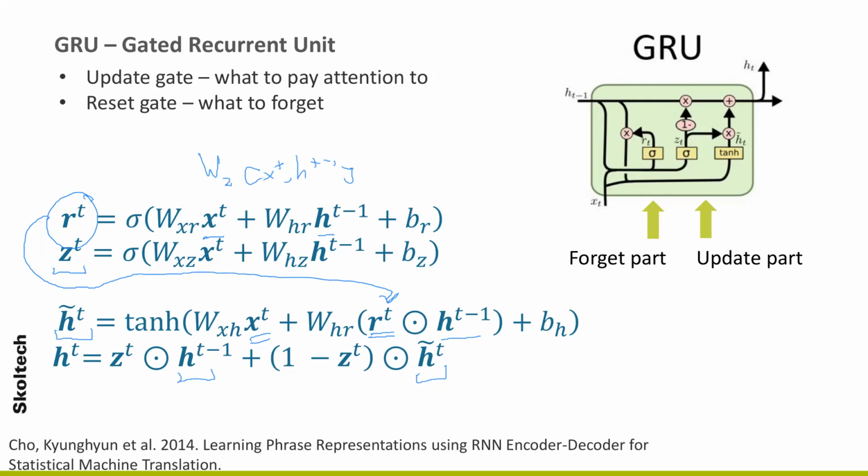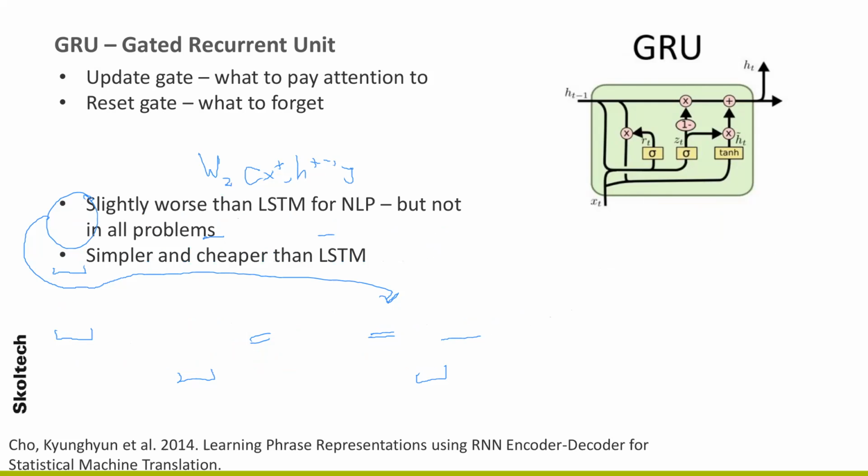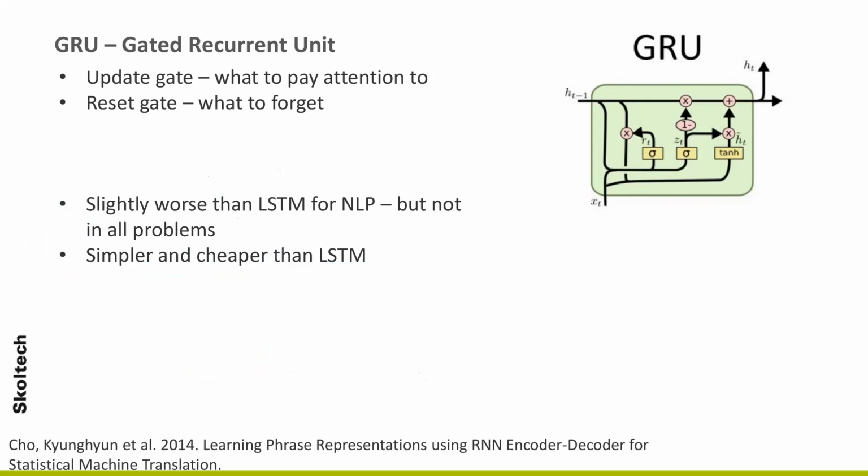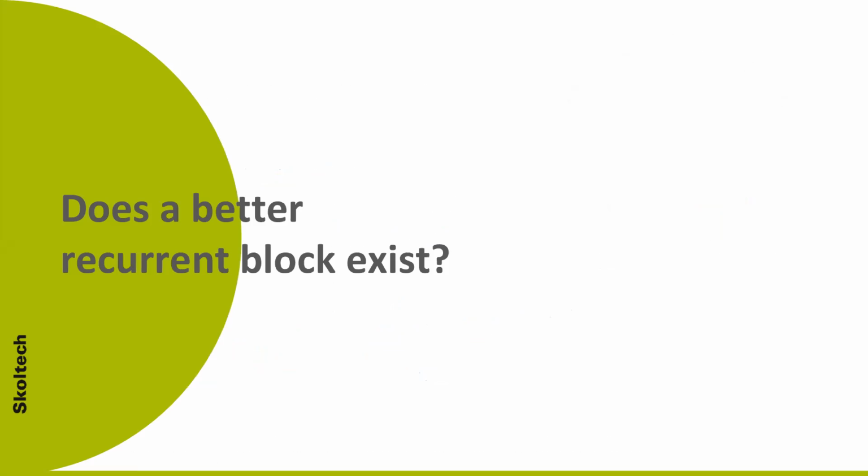It works pretty fine in terms of how long memory it can maintain. And the idea is pretty simple. So you should forget something, update something. Typically, GRU is slightly worse than LSTM. But if you look from the other point of view, it's much simpler, it trains faster, and if you don't have enough data, GRU can be your solution here.